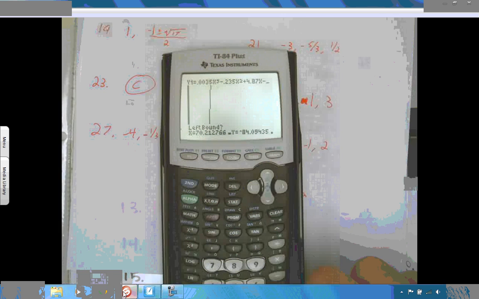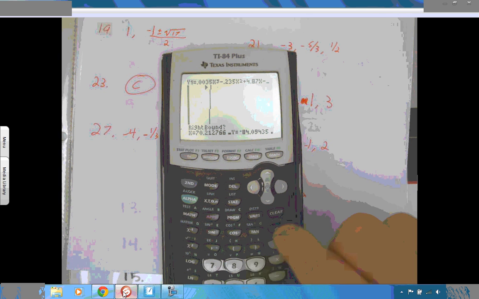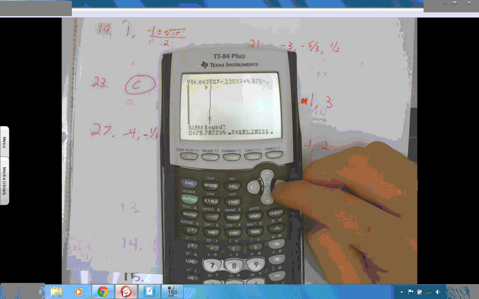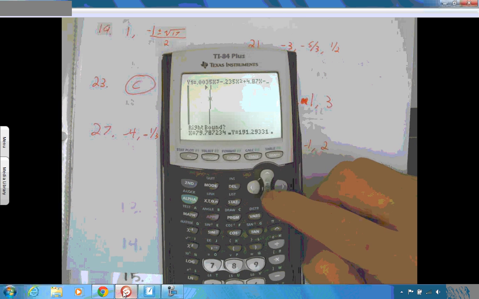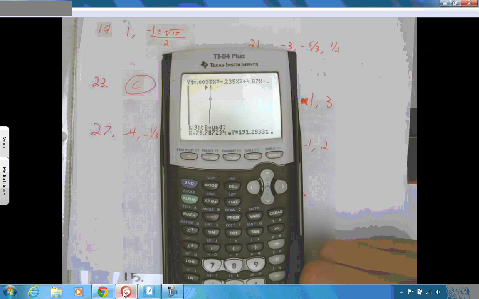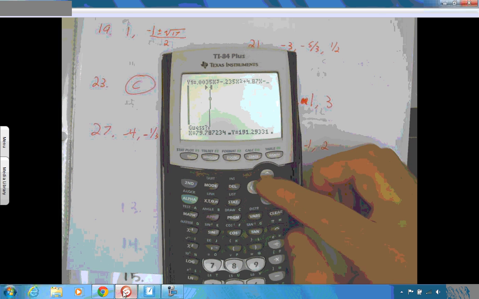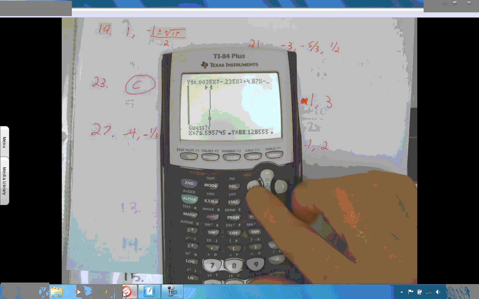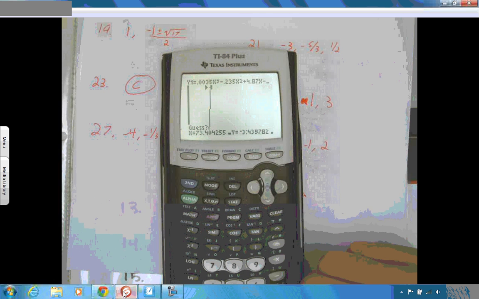So I find the left bound. I hit enter. It wants a right bound. So a right bound will be in the positive y. So 306 should certainly do it. There it is. 191. And then it just wants a guess. Just guess somewhere in the middle of them. Negative 3 is pretty close to 0, right?